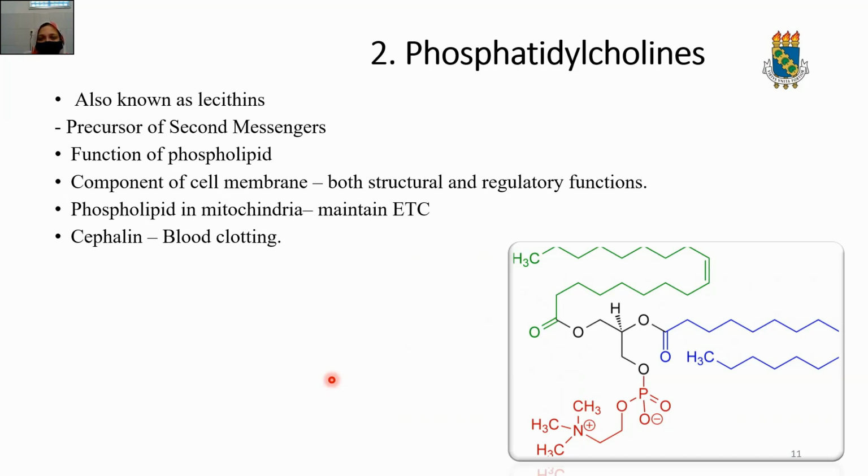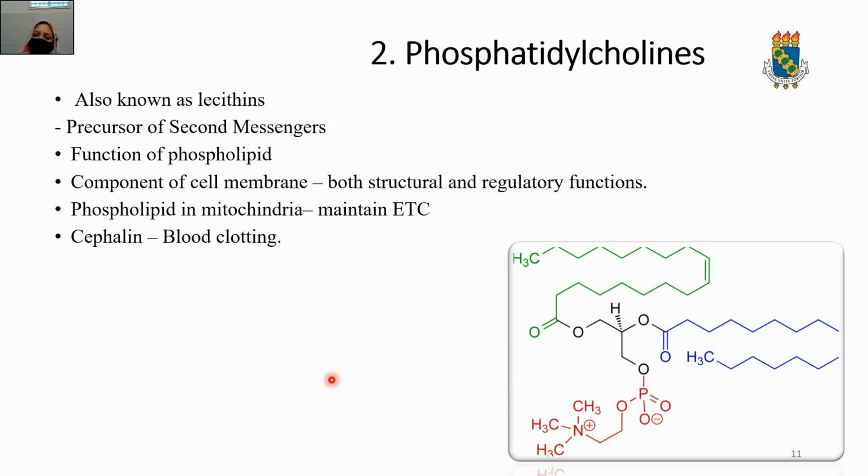So basically the function of the phospholipids is that they are the component of cell membranes and also of the membranes of different organelles. So they have both structural and regulatory function, because the cell membrane is the part of the cell which facilitates the entry of certain substances and also stops the entry or exit of certain other substances. So they basically play both the structural part and the regulatory part of the cell.